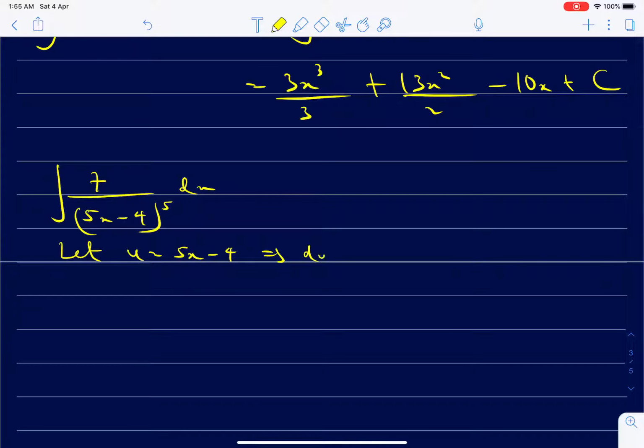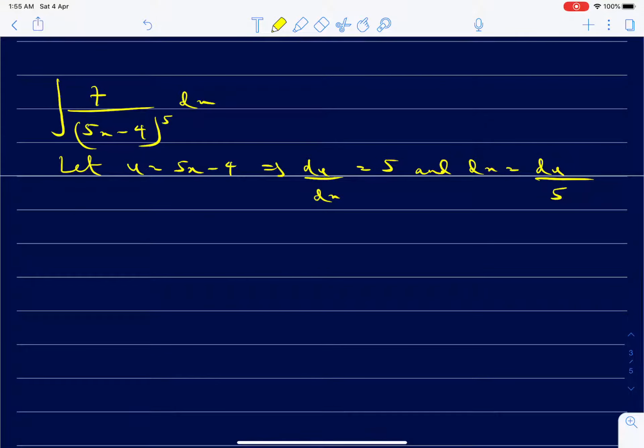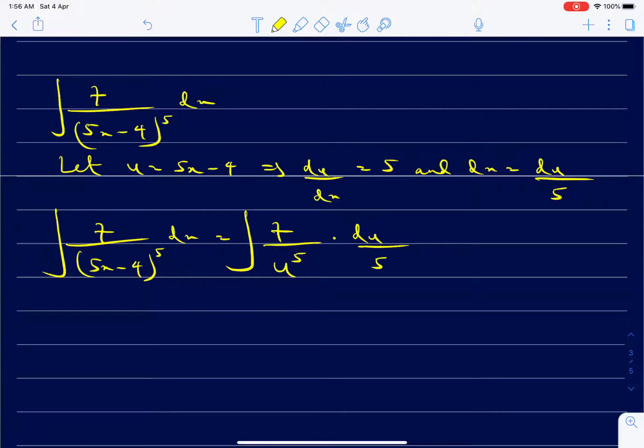And that implies that du dx is 5, and dx is du over 5. So we are putting u and dx in the integrand. That means the integral of 7 over 5x minus 4 raised to the power 5 with respect to x is the same as the integral of 7 over u raised to the power 5 times du over 5.